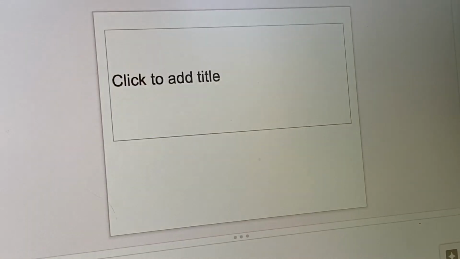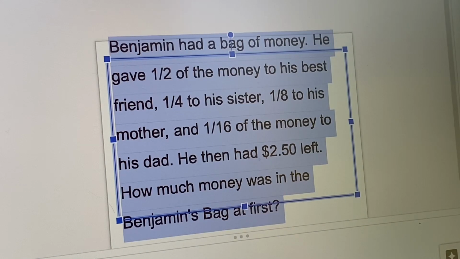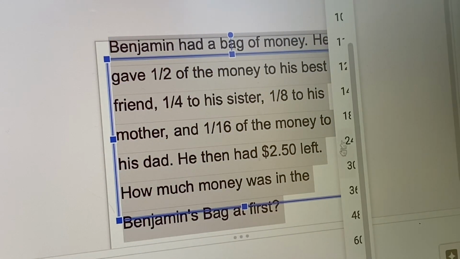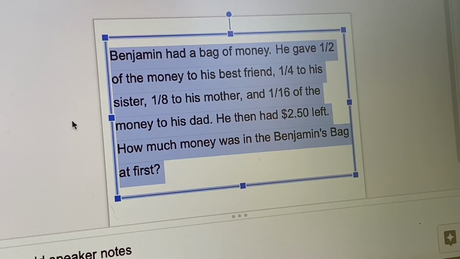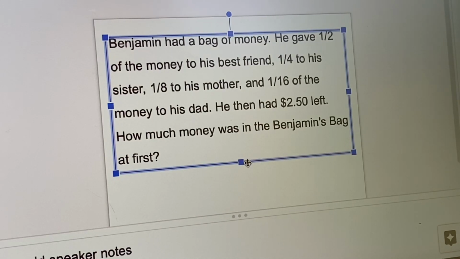Benjamin, what did he do, Benjamin? Oh my goodness. Benjamin had a bag of money. He gave half of the money to his best friend, a quarter to his sister, an eighth to his mother, and a 16th of the money to his dad. He then had $2.5 left. How much money was in Benjamin's bag first?